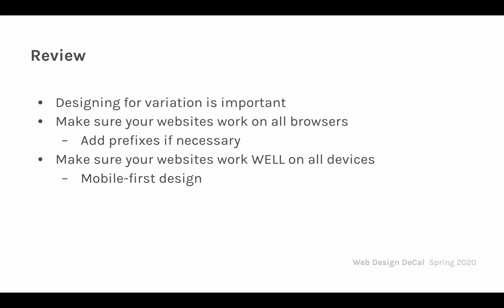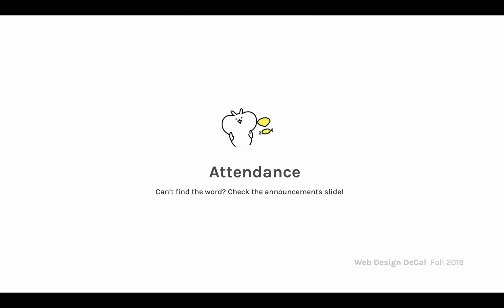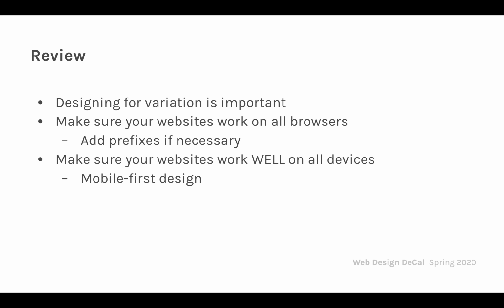Again, review. Well, responsive design. What does that mean? Designing for variation is important. You want to be able to design for all different kinds of browsers, add prefixes if necessary, and you want to make sure it works well on all devices, no matter what the screen size resolution is, or if it's a mobile or a desktop device, right? So yeah, I think that's all we have for this week on responsive design.